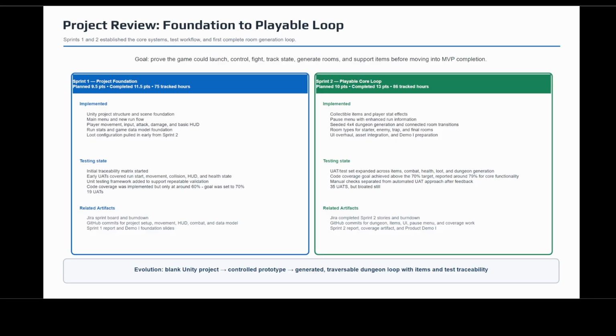The testing evidence also started in Sprint 1. The first UATs and unit tests were focused on the most basic requirements: starting a run, moving, colliding with boundaries, showing HUD information, and tracking health. These were not the final testing artifacts, but they created the traceability pattern that later became the formal testing report. At this point of the project, the testing was not well defined. I had 19 UATs within my test traceability matrix, but my execution flows written here were not the best they could be, and I still had manual tests mixed in with the current UATs.